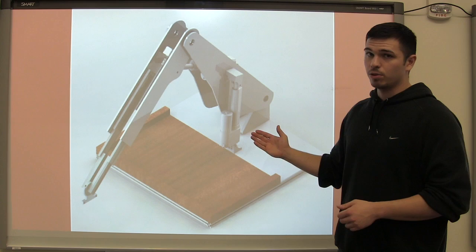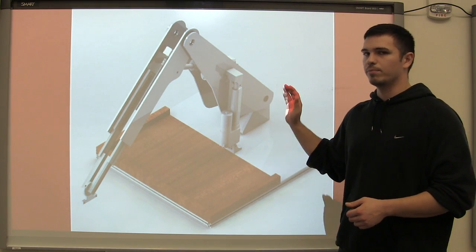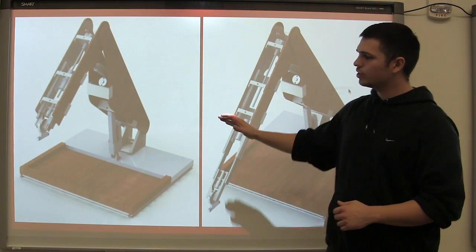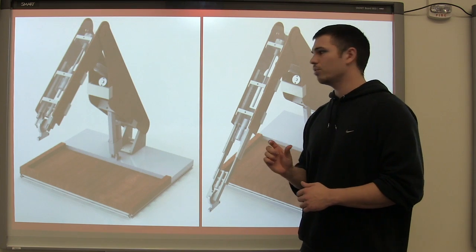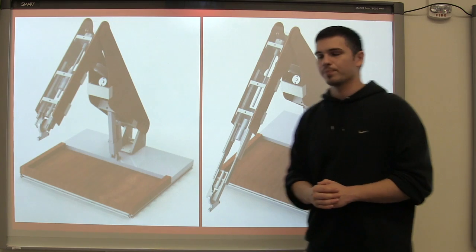To remedy this problem, we had to figure out how to distribute that force in such a way to mitigate this problem from happening. We did that by changing the geometry of link 1 just a little bit and bringing the linear actuator on the inside that you can see right here.